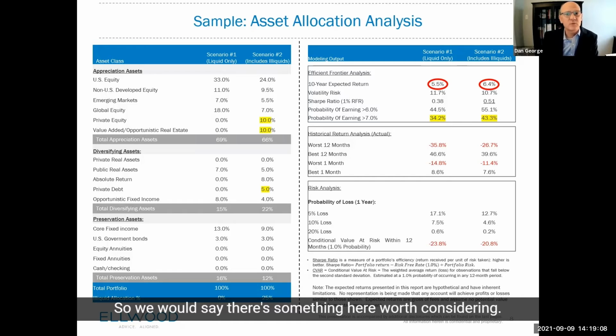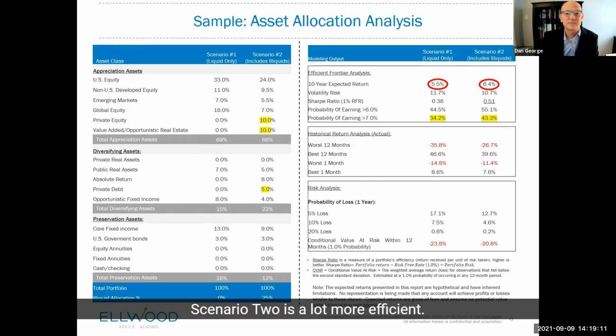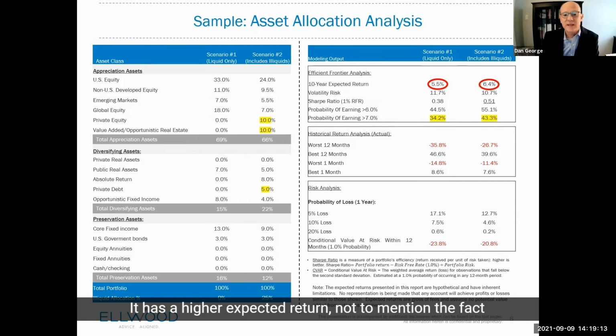So we would say there's something here worth considering. Scenario 2 is a lot more efficient. It has a higher expected return, not to mention the fact that the probability of earning 7%, while not 50-50, which is probably the minimum that we want to accept, is quite a bit higher than scenario 1 at 43%. Also interestingly, when we look down the page at some of the measures of downside risk or worst case scenario analysis, we see, again, because of the cross correlation between the illiquid asset classes and some of the public equities that we also have in scenario 2, we have lower risk measures pretty much across the board when we compare scenario 2 to scenario 1.